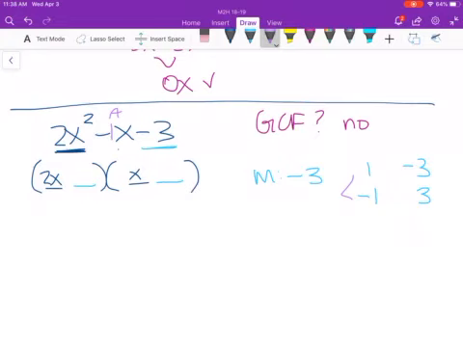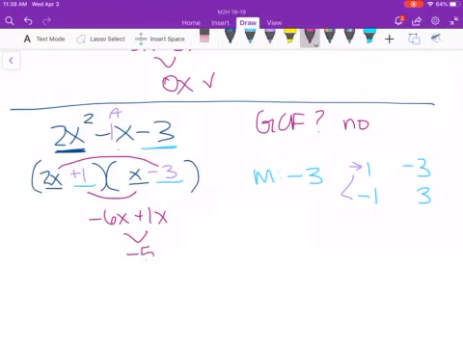But let's see, let's just say we go with this first option here, and we say positive 1 and negative 3. To double check if you did it correctly, you'll have to multiply it out. So let's do that. 2x times negative 3 is negative 6x. 1 times x is positive 1x. When you combine those, you get negative 5x. Now, looking at what we started with, we wanted to add to be negative 1. So that's no good, which means we're going to have to erase and try different numbers.